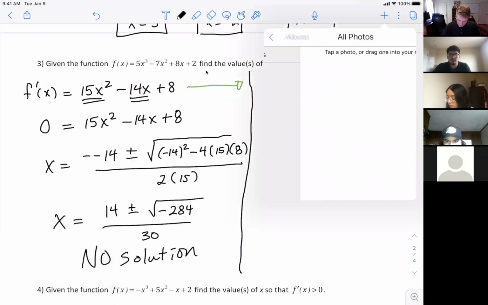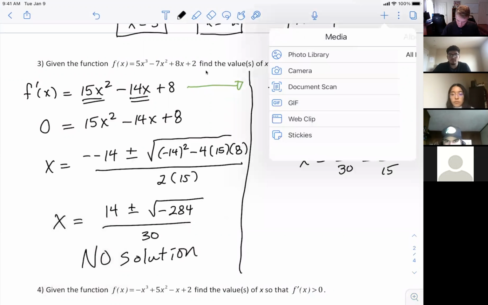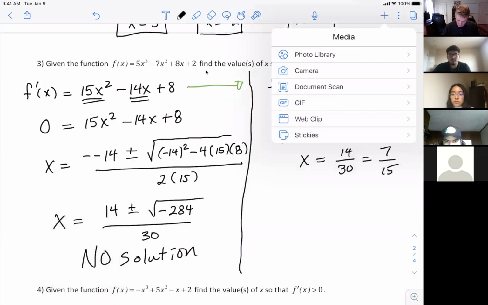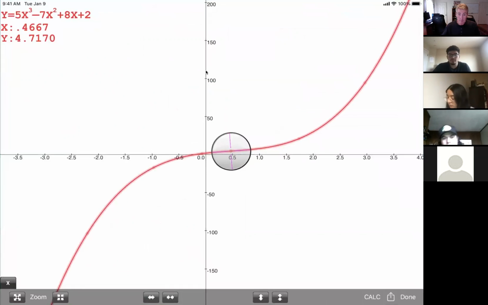Why is it not showing my picture? Aw. Okay, well, I'll just show you on the graph.